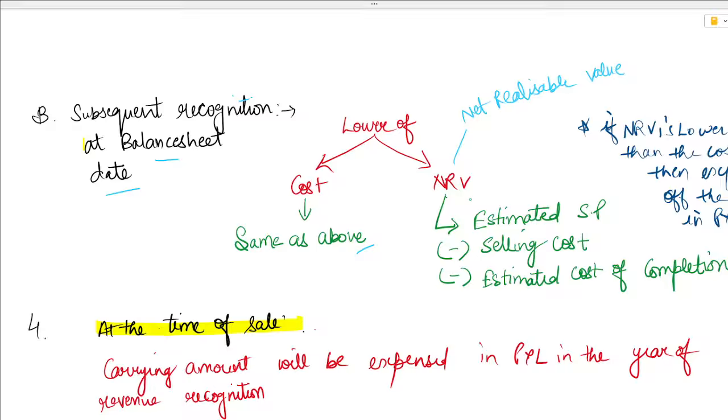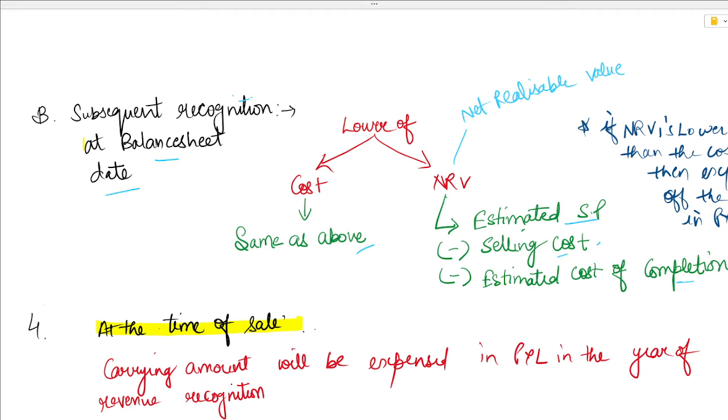realizable value. First of all, you will estimate what will be my selling price. There will be some expenses required to sell that product. You will deduct that selling cost, and if your product is not yet finished, you will deduct the estimated cost of completion. From the estimated selling price we will reduce the estimated cost to sell, and the estimated cost of completion also we will reduce. Then you will get the NRV.